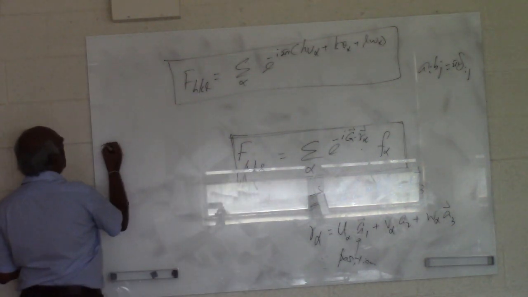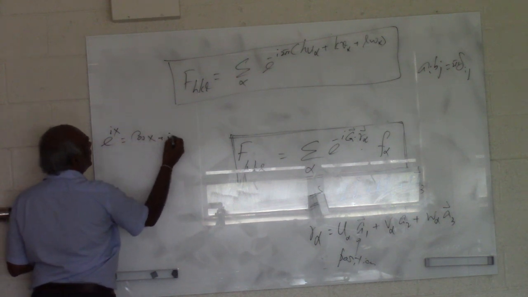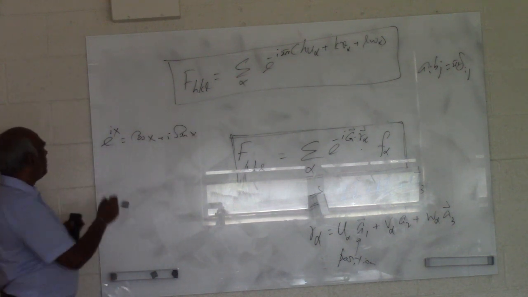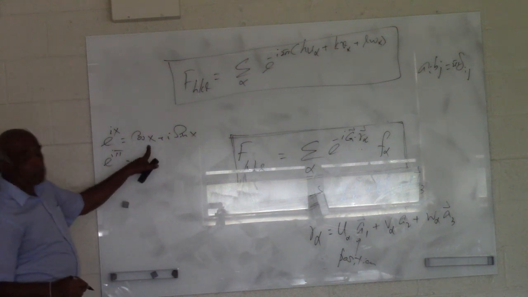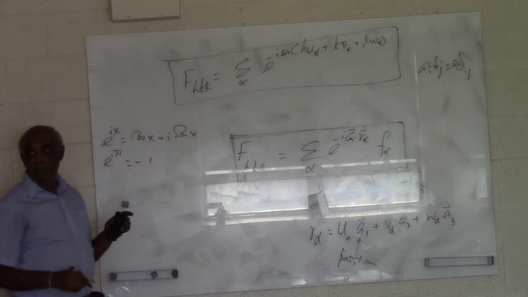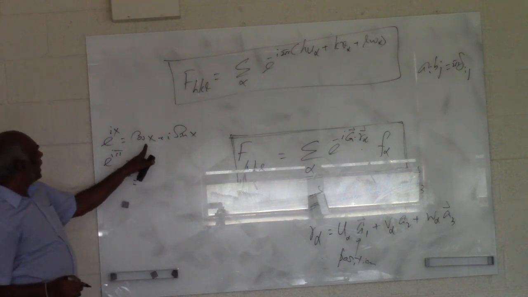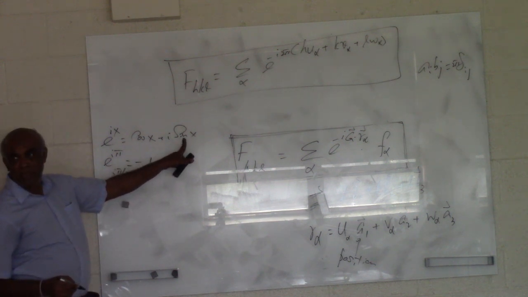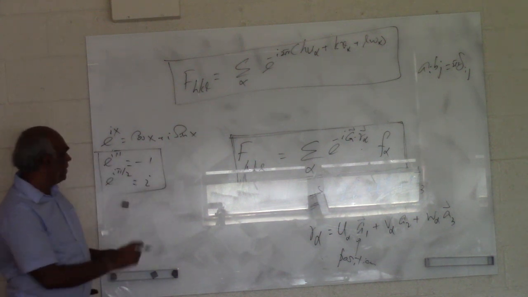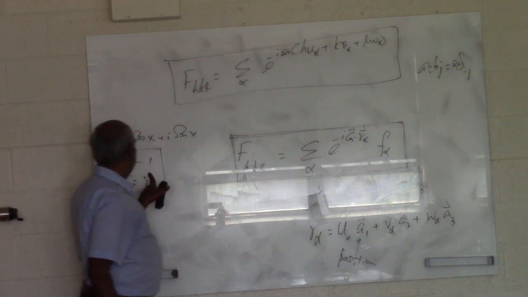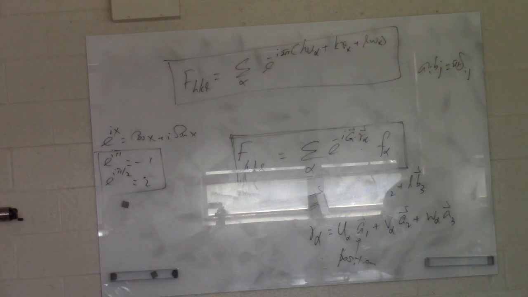Please remember these identities also. We know E to the I x is cosine x plus I sin x, right? So that means E to the I pi is what? Cos pi is minus 1, so this is always minus 1. If I have E to the I pi by 2, cos 90 is 0 and sin 90 is 1, so this is I, right? Please remember these relationships, because those things should come in handy when you do the quick calculations.